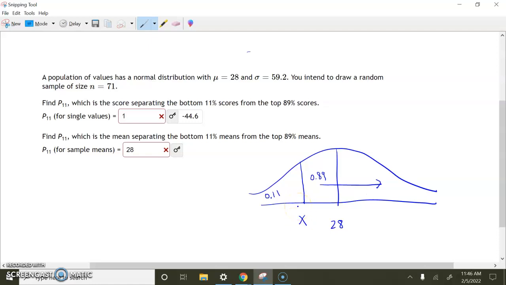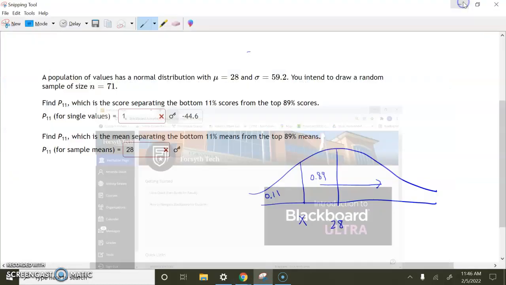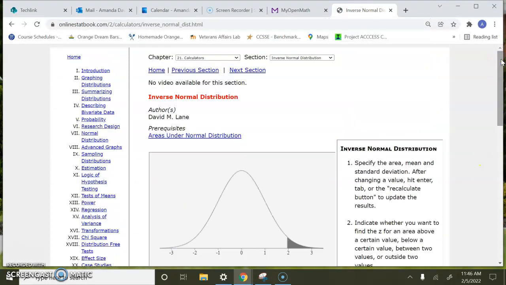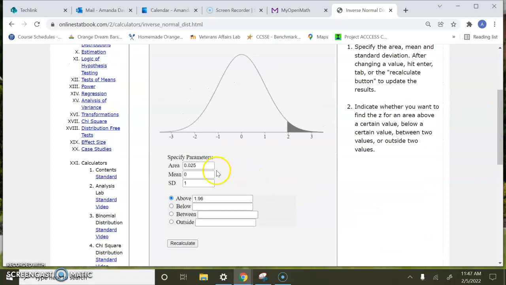When we are looking for the x value and we're given the percentage, what we want to do is use the inverse normal calculator. Here's our inverse normal calculator. If you type in online stat book inverse normal calculator, make sure at the top under the menu you have inverse normal. Our area below is 0.11. Our mean in that case was 28. We want the area below.